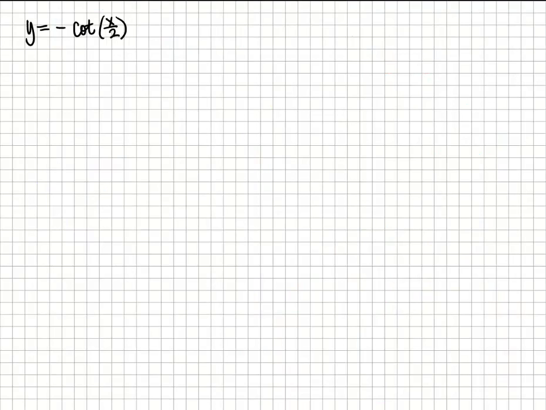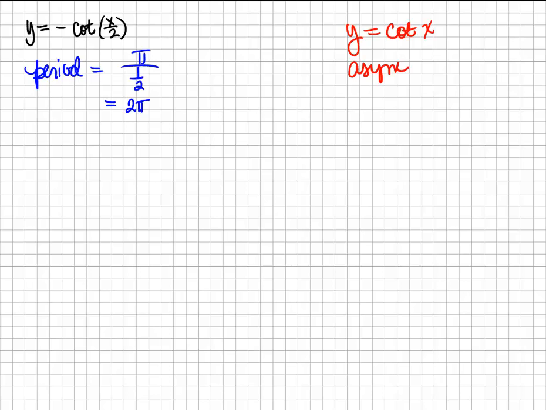Well, the period is going to be the same, right? That's not going to change. The pure period is still going to be pi. The coefficient of x is a half, so I'm going to get a 2 pi out of that. If you think about what you know about the parent graph of cotangent of x, it doesn't pass through 0, 0. You get an asymptote on the axis there.